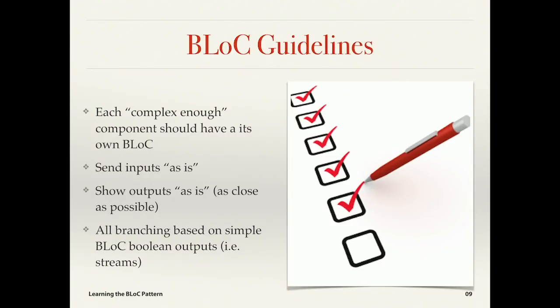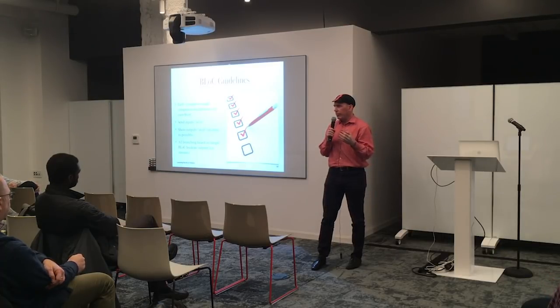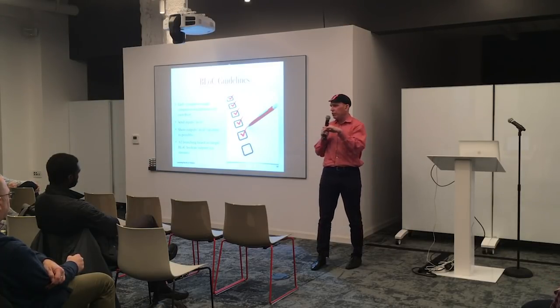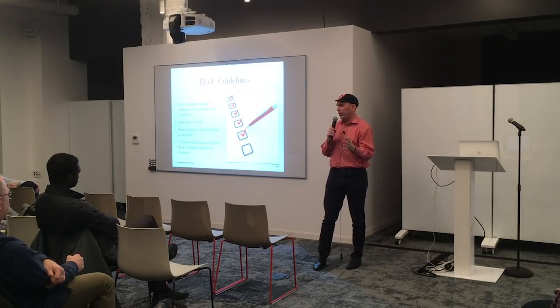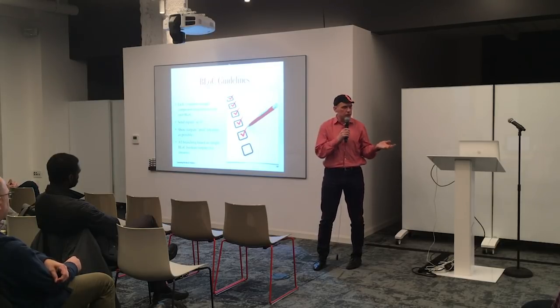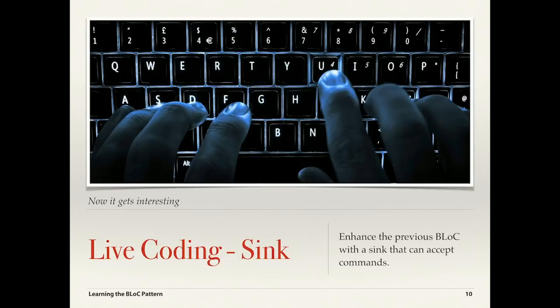Now, sending outputs as is, if you saw how we did the title, we actually did the title in the UI side of the house where we said, okay, it's going to be 40 persons versus all persons. If you want to conform to this BLoC guideline, you could potentially send that string from the BLoC itself and have the UI not have to figure that out. So sometimes you can go either way. And then branching should be based on some Boolean outputs.